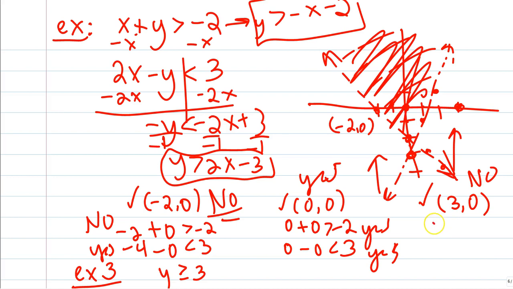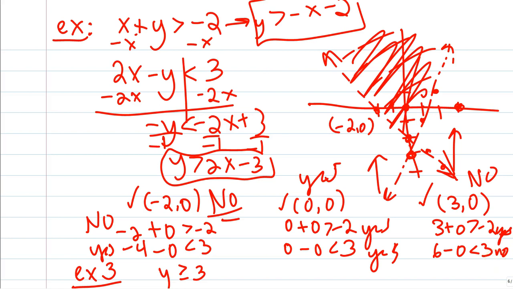Check the first equation. Is 3 plus 0 greater than negative 2? Yes, it is. Did we make a mistake? Remember, it has to work for both, right? So check the other one. Is 6 minus 0 less than 3? No, it is not. So where is our solution this time?